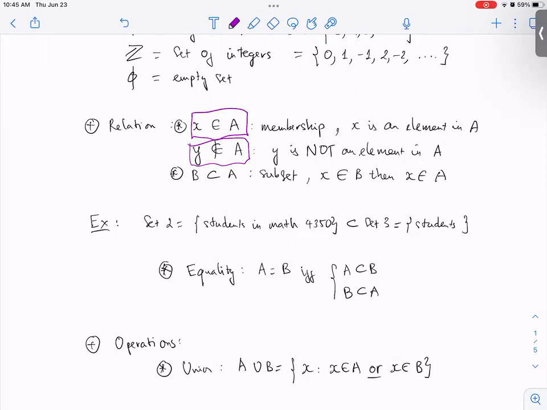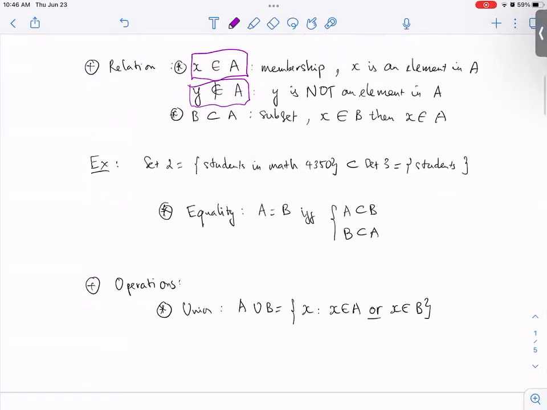Next, you can define whether a set is a subset of another set. So this is a relation between two sets. So B is a subset of A if and only if any element X in B is also an element in A.